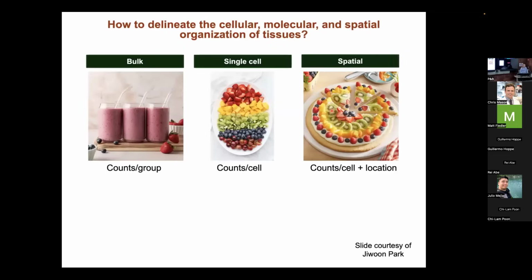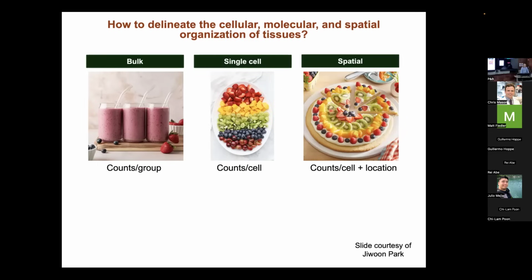Okay, so how do you delineate the cellular, molecular, and spatial organization of tissues? I stole this slide from one of Chris's students. Have you guys seen this or talked about this already? Not much. No, so this is good. No, that's perfect. Okay, good.